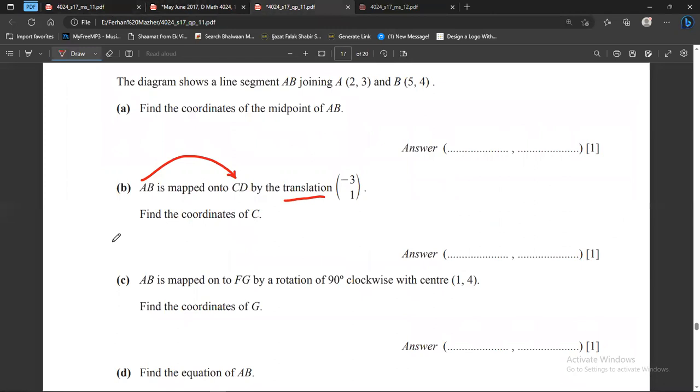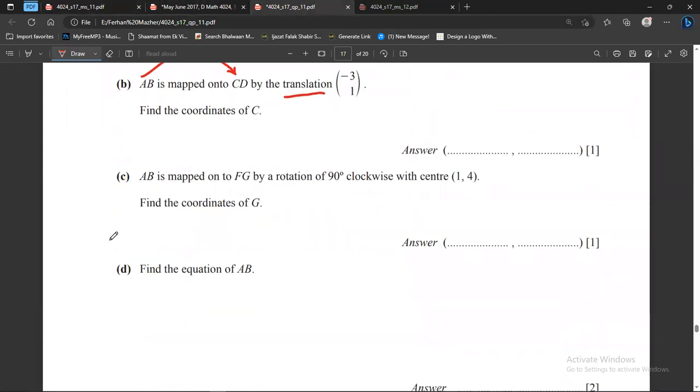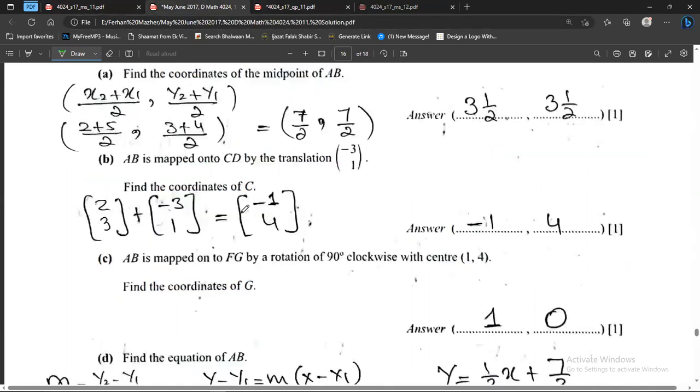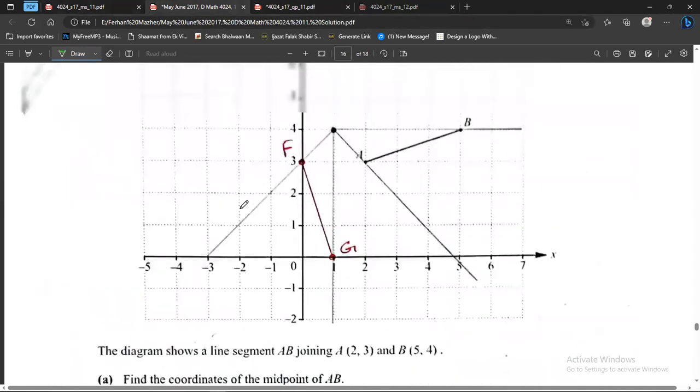Okay, then we have the C part. He says AB is mapped onto FG by a rotation of 90 degrees clockwise with the center 1, 4. Find the coordinates of G. So we have to find out the coordinates of G.